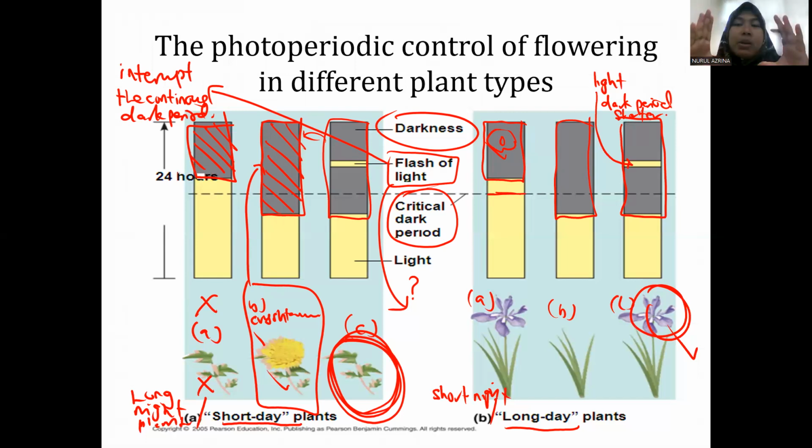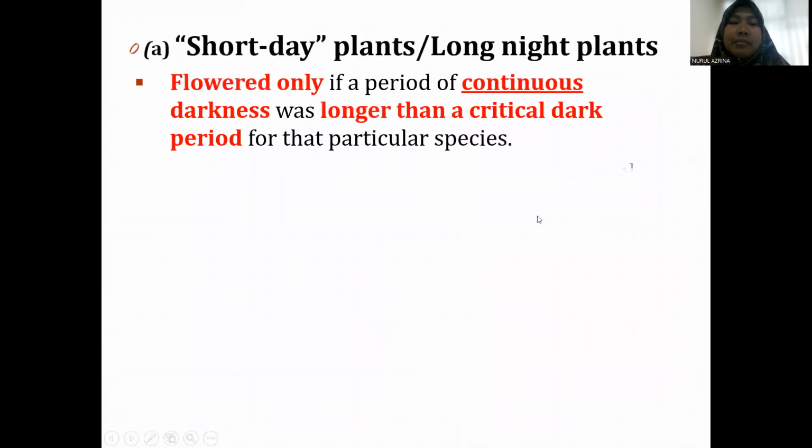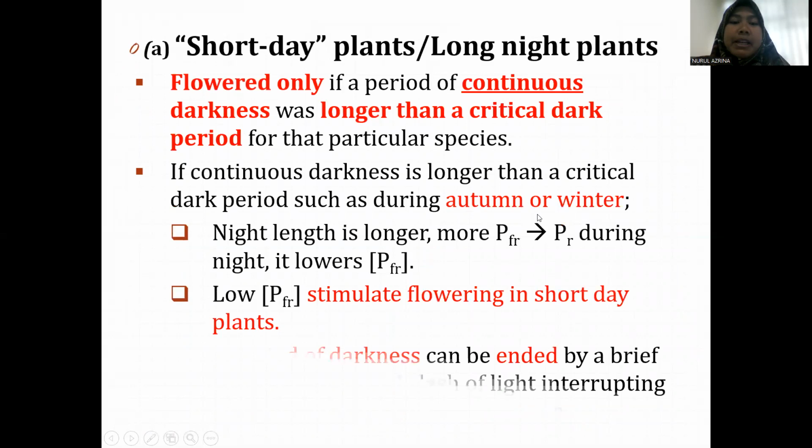Okay, so this one is very important. You might be asked this kind of question by being given a different type of plant with the photoperiod. So you have to understand the effect and understand the types of plants. Okay, right. Next. Okay, now let's see the explanation.